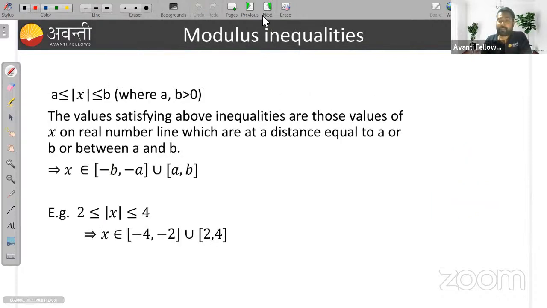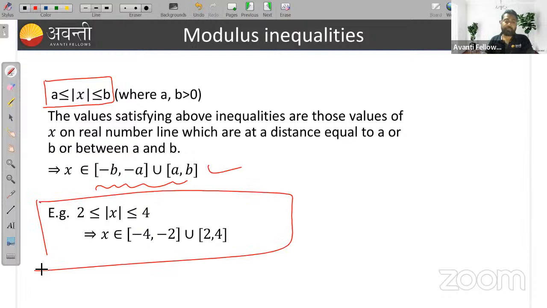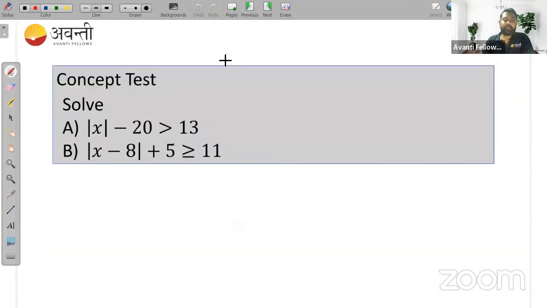Okay, so modulus inequality क्या होता है? ये है ना? When you have an inequality like this, mod x is lying between a and b, and when a and b are included, then the solution will be minus b to minus a closed interval union closed interval of a to b, है ना? This is an example. ठीक है? Okay, these are some questions, है ना?